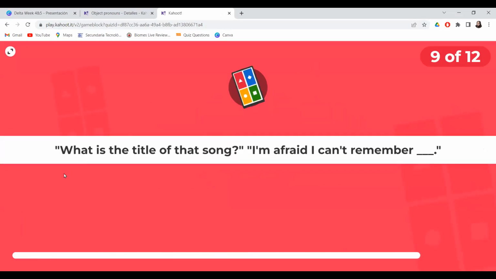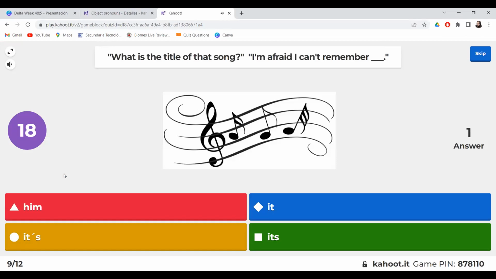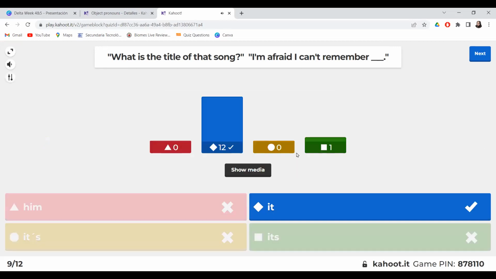What is the title of that song? I'm afraid I can't remember that song. I can't remember the title. I can't remember the title of the song. Beautiful.